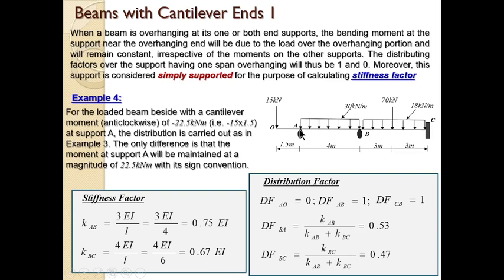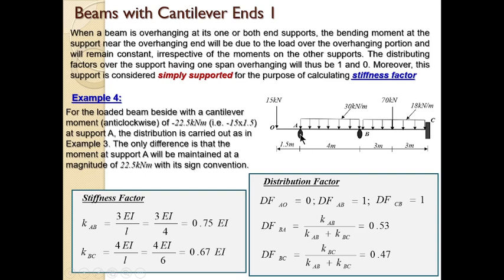For the sake of the stiffness factor, this place is considered simply supported. So simply supported here, continuous here, so it's like simply supported and fixed. That will be 3EI over L. This span is continuous here, fixed here, so it's like fixed: 4EI over L. So we calculate that, and we go ahead and calculate the distribution factor.